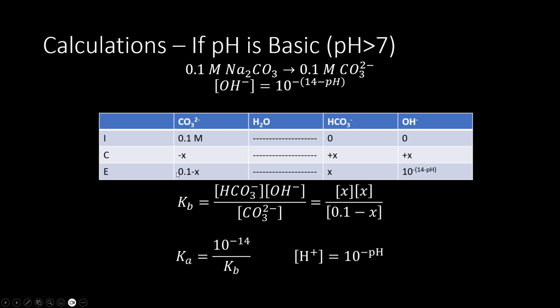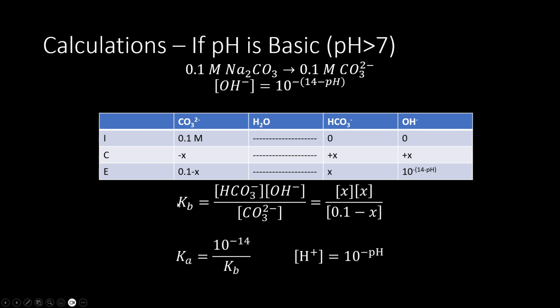And then our equilibrium column would be the equilibrium concentration of carbonate anion is going to be its starting concentration minus X. The conjugate acid of our basic salt ion will be this row plus this row. In this particular case, 0 plus X, which just is X. And then hydroxide ion concentration, again, it's 0 plus X. But we can already calculate its actual answer as 10 raised to the negative (14 minus pH). So if you got 9 for your pH, 14 minus 9 is 5. The hydroxide ion concentration at equilibrium is 10 raised to negative 5.